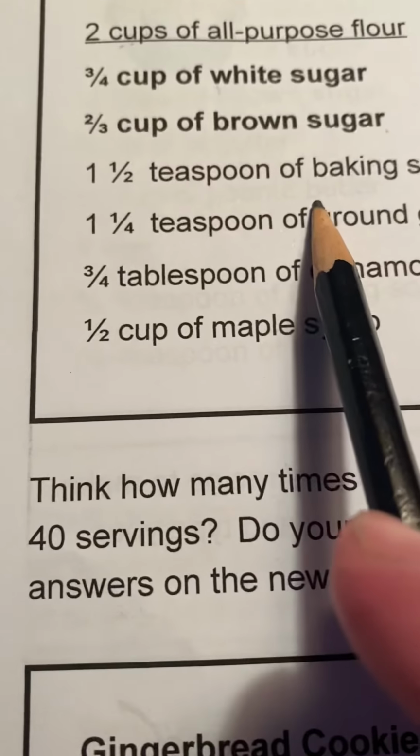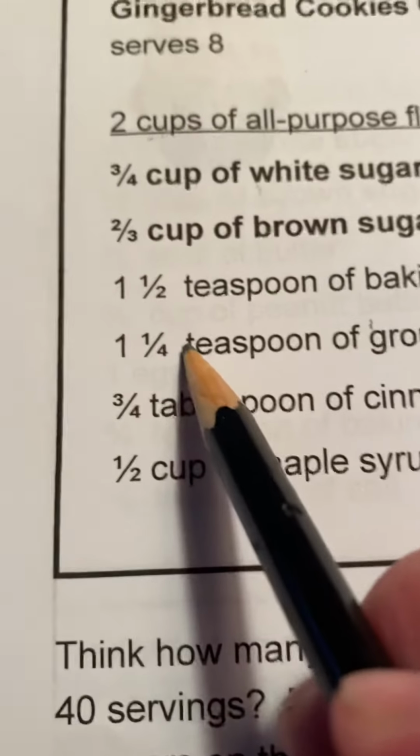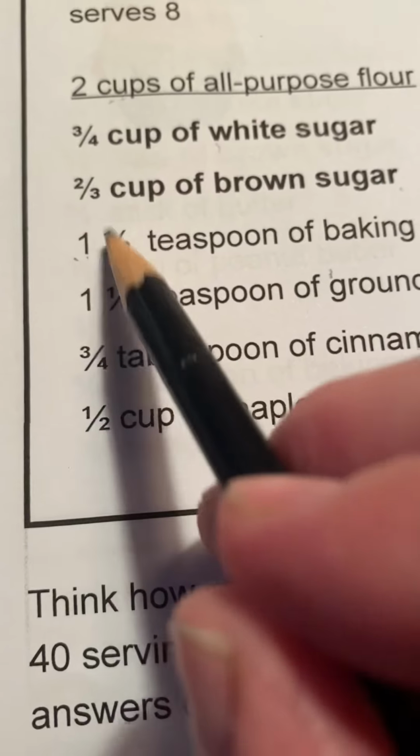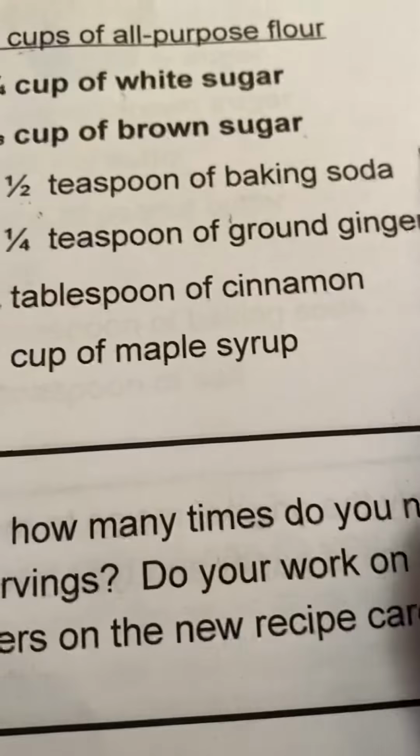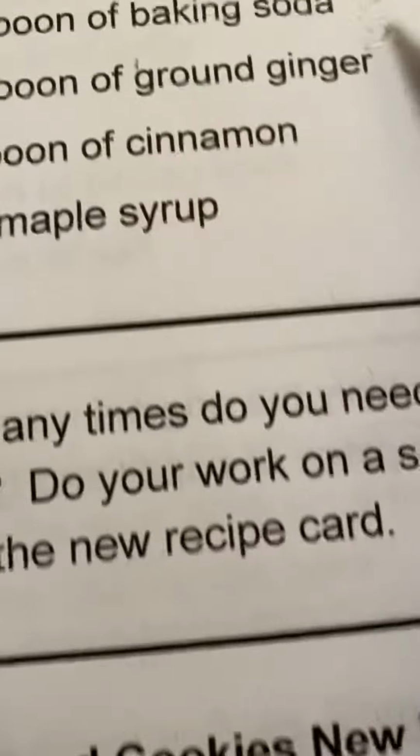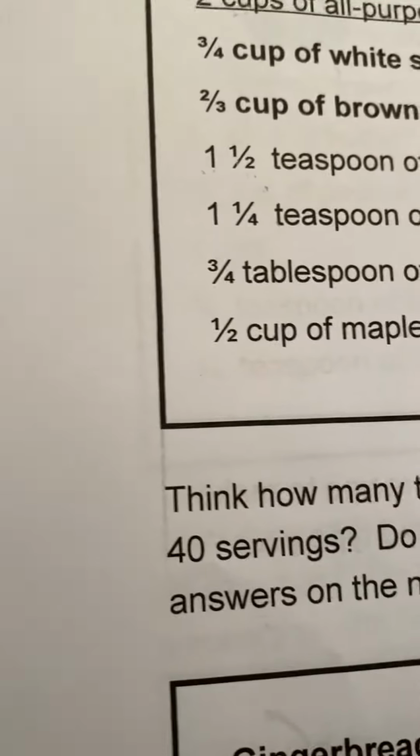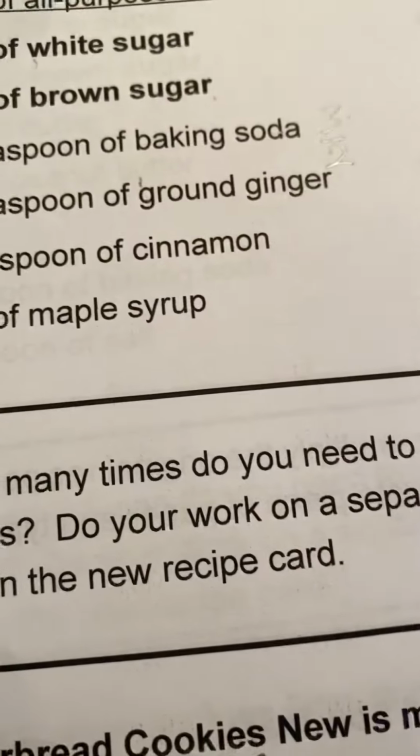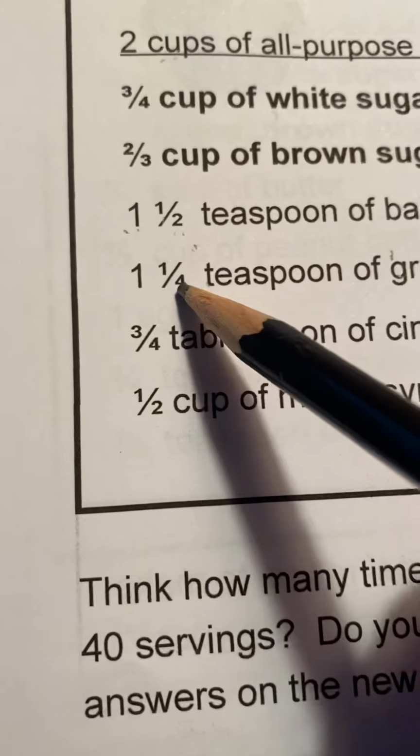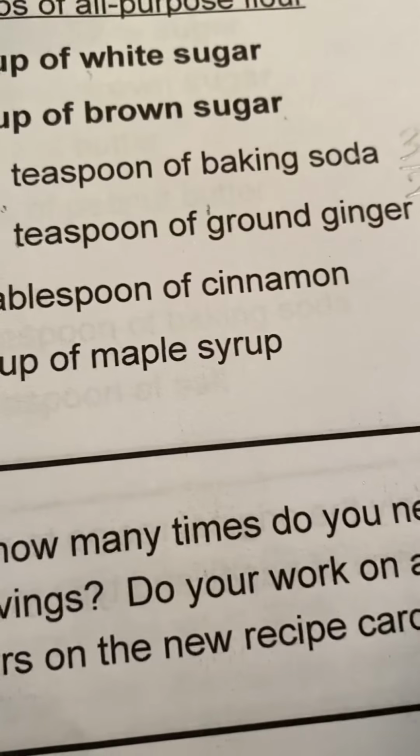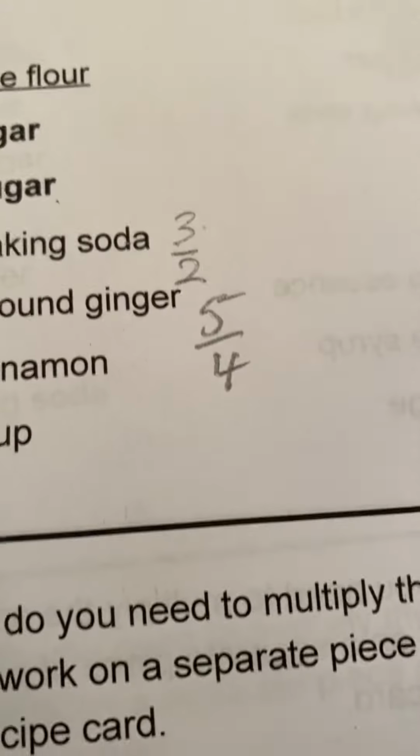All right, baking soda, 1 1/2. So it's a mixed number. I got to change it to an improper fraction. 2 times 1 is 2, plus 1 is 3. So my improper fraction is going to be 3 halves for my baking soda. Why don't I just do my, what's my next one? Ginger here. 4 times 1 is 4, plus 1 is 5. So my ginger is going to be 5/4 for my improper fraction.